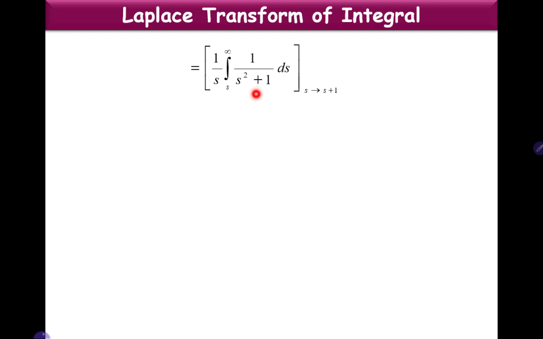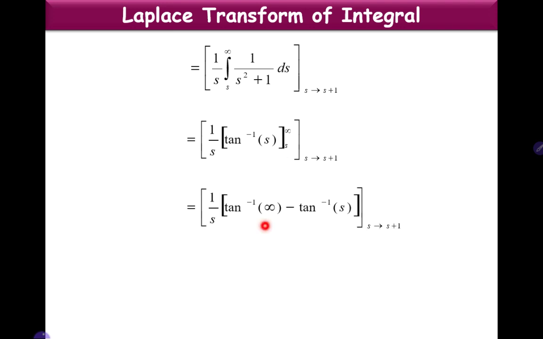The integral of 1 by x square plus a square is 1 by a tan inverse of x by a. A is 1 here. Therefore, this integral is tan inverse of s. So, 1 by s times tan inverse s within the limits s to infinity, and after substituting the limits and simplifying, then we replace s with s plus 1. So now let us substitute the limits here. Upper limit is infinity and lower limit is s. Therefore we get 1 by s times tan inverse infinity minus tan inverse s.